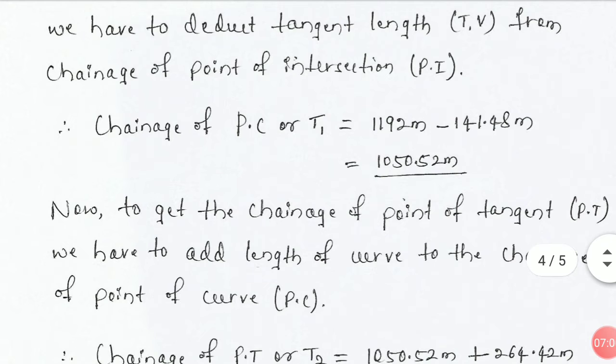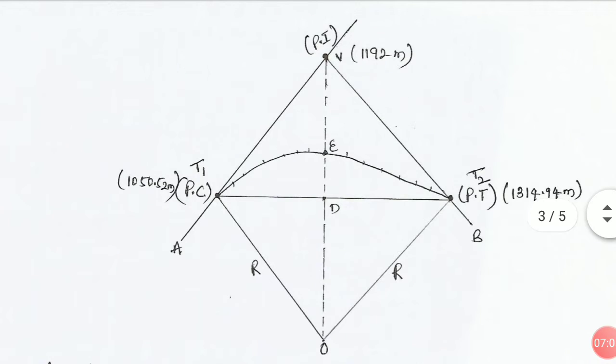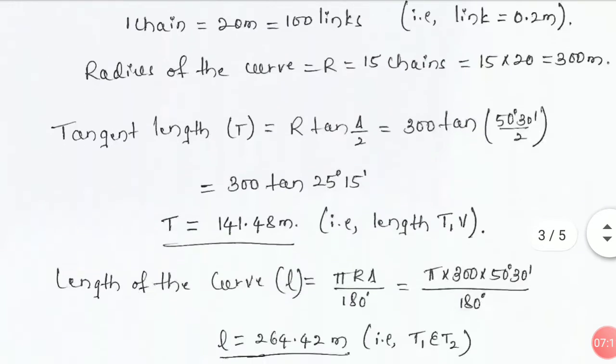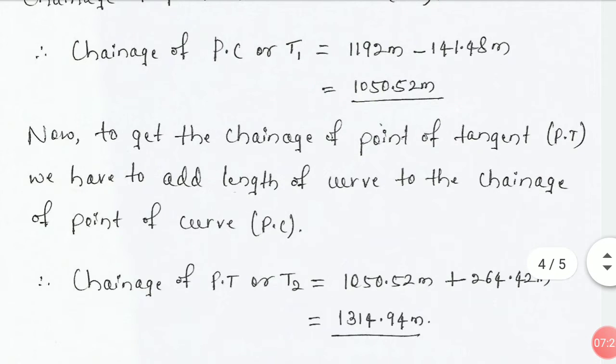Now to get the chainage of point of tangent, that is the end point of the curve, I have to add the tangent length to 1192 meters, correct? Here check it. Now to get the chainage of point of tangent, we have to add the length of the curve, or you can add the length of tangent to 1192 meters. Okay, now point of curve chainage is 1050.52. If I add the length of the curve, 264.42, I will exactly reach the end point of the curve. End point of the curve is 1314.94 meters.